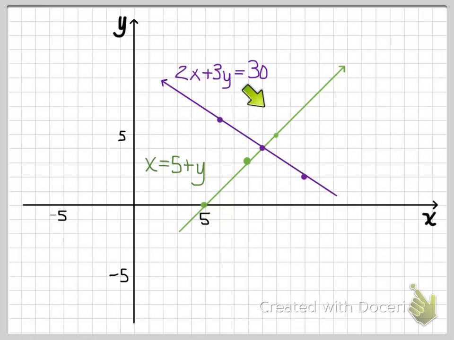Now, some graphs aren't going to be right at grid lines and come out this nicely. And so there are other methods besides graphing for solving these simultaneous linear equations. So like I said, in this lesson, we're just going to use graphing, but in lessons to come, we're going to use more algebraic methods.